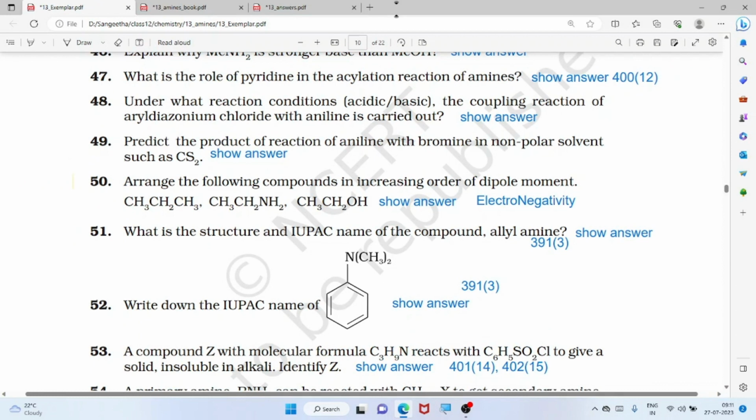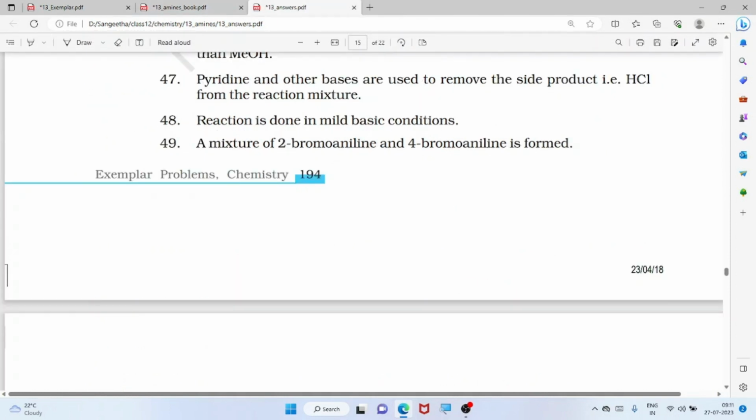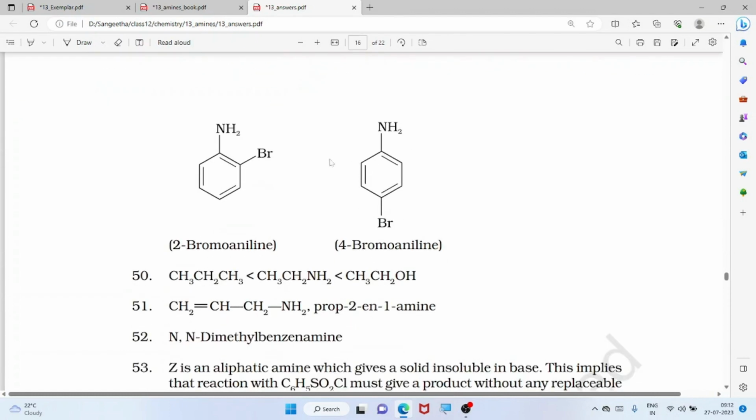Predict the product of the reaction of aniline with bromine in a non-polar solvent. Okay, non-polar solvent. 47. A mixture of 2-bromoaniline and 4-bromoaniline is formed. 2 and 4 bromoaniline.